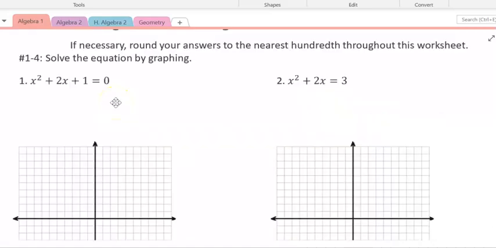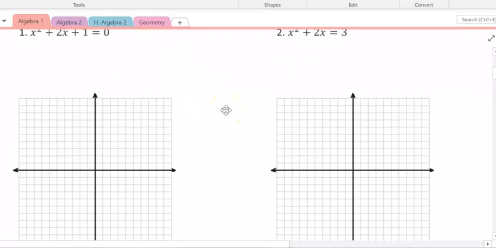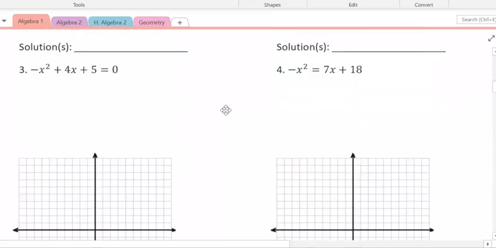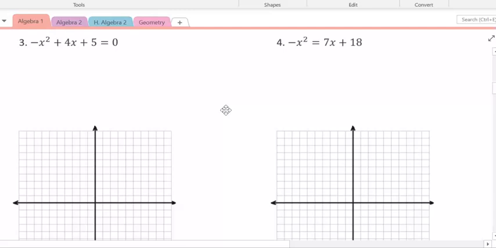So we're graphing in these. It says solve the equation by graphing. Okay, so I'm going to go ahead and choose, how about to work with number 4? I don't want to just take the easiest ones away from you.